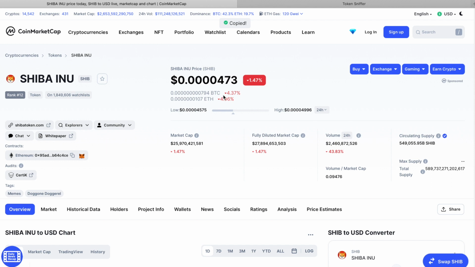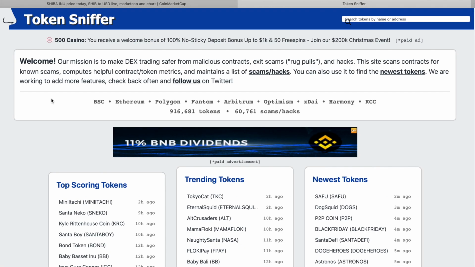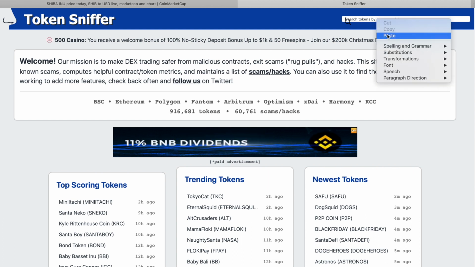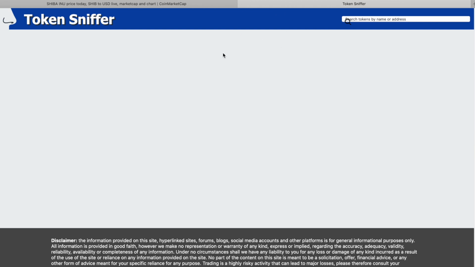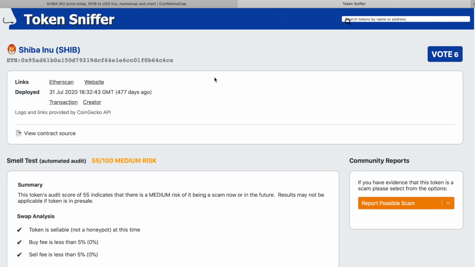We're going to be using a very good website that will basically check certain details about the coin based on the contract address. This website is Token Sniffer. I already have it open, and they have this bit at the top right corner where you paste your token's address, and this will automatically search a couple of important details about this token. For example, we have swap analysis.